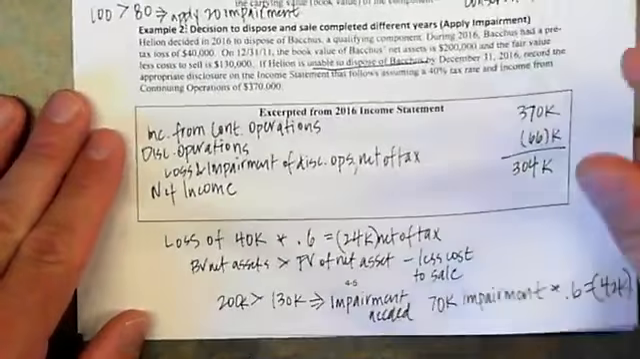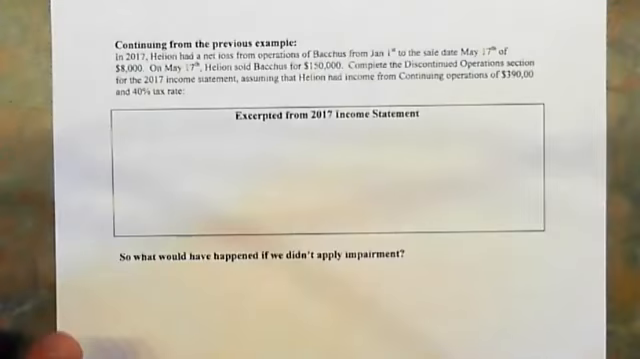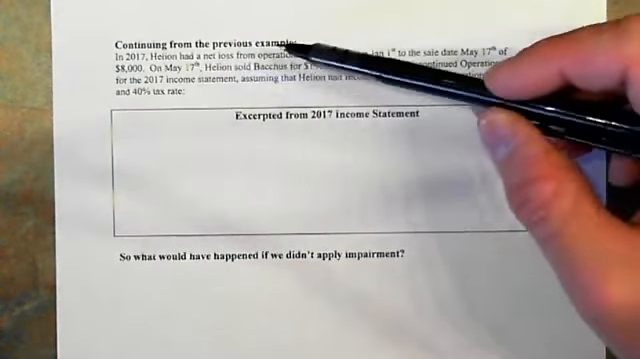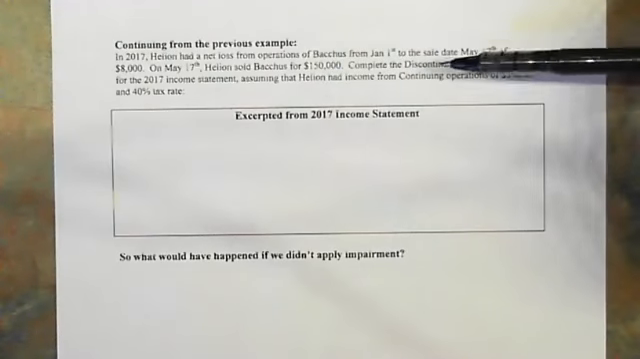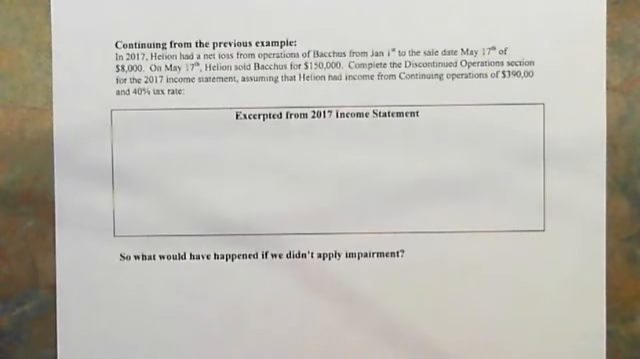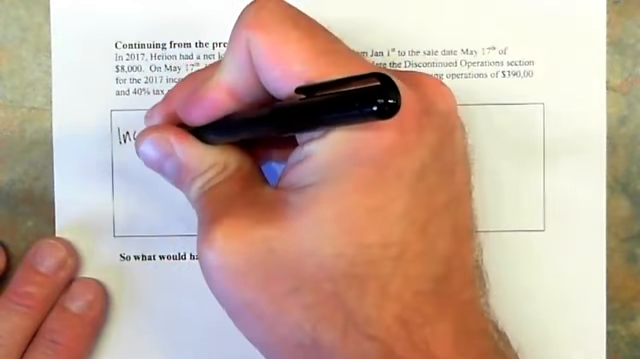Okay. Now we move into the next year. Suppose that Helion had a net loss of operations from Bacchus January 1st to May 17th of $8,000. On May 17th, we sold Bacchus. We need to now complete the discontinued operations, assuming some income and a 40% tax rate. Well, again, income from continuing operations.